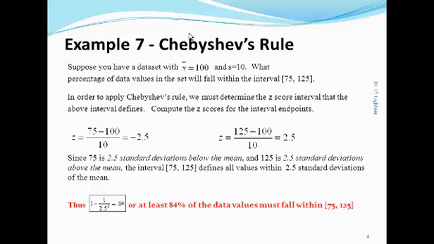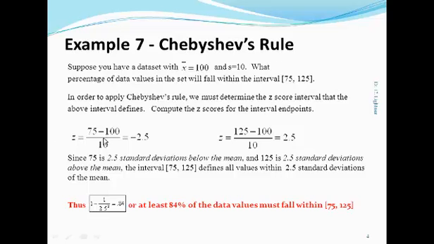We can apply Chebyshev's rule to different data sets. Suppose we have a data set with the sample mean value of 100 and a standard deviation of 10. We can use Chebyshev's rule to determine the percentage of data values that will fall in the interval 75 to 125. In order to apply Chebyshev's rule, we must determine what z-score interval the numbers 75 to 125 represent. In order to do this, we can compute the z-score for 75 and then compute the z-score for 125.